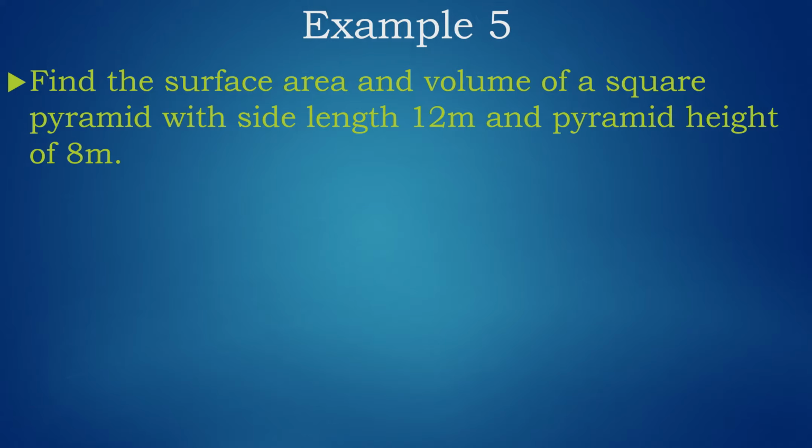Alright, last problem, same thing, surface area and volume of the square pyramid. It's got a side length of 12, pyramid height of 8. Find everything you need to find the surface area and the volume.